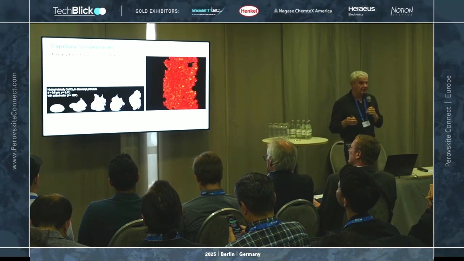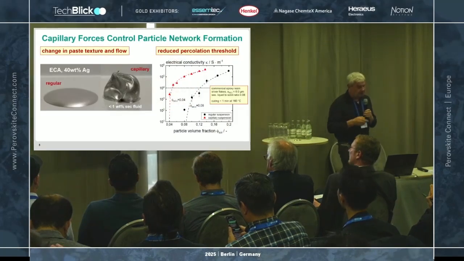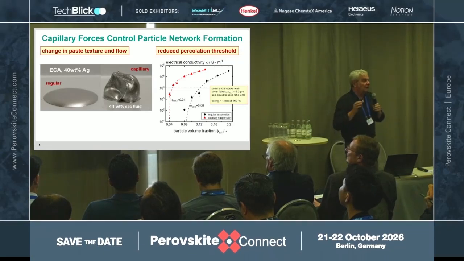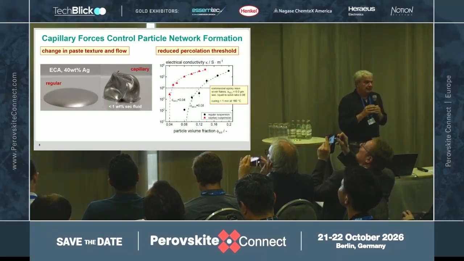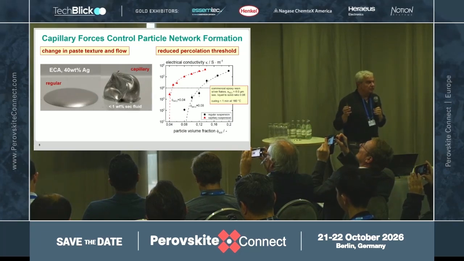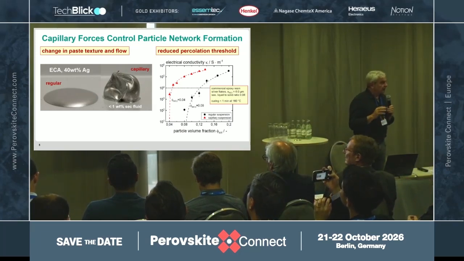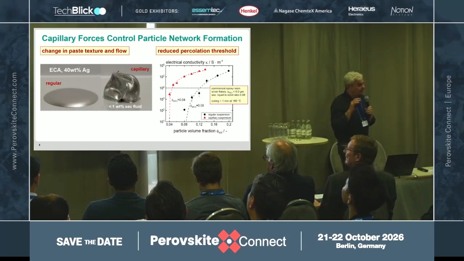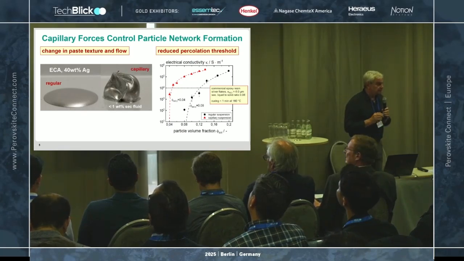This has a dramatic effect on the texture, as you have seen in these images, but this applies to all kinds of suspensions of solid particles in two immiscible liquids, and it also works for ECAs, for instance. Here you see when you reduce the filler content, the silver content in an ECA, to 48%, you will have a freely flowing, nicely flowing resin system. But if you add a trace amount of a secondary fluid, you change the texture completely.